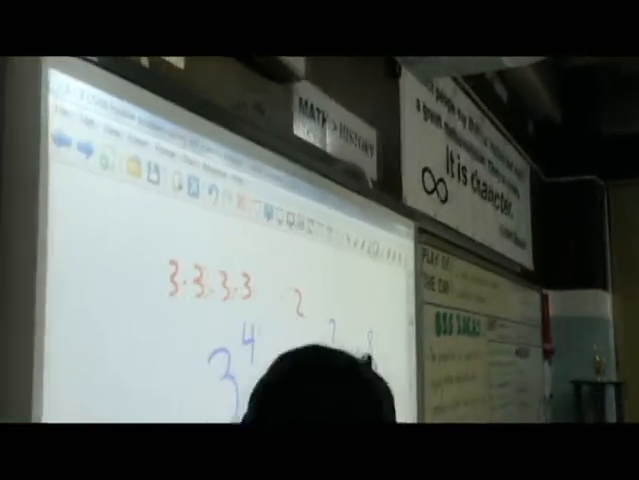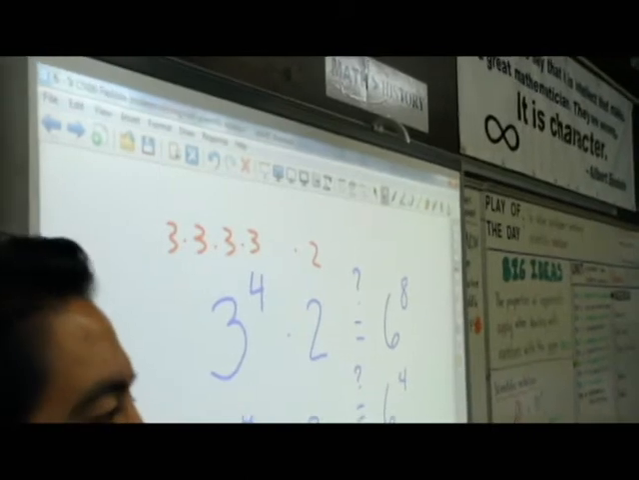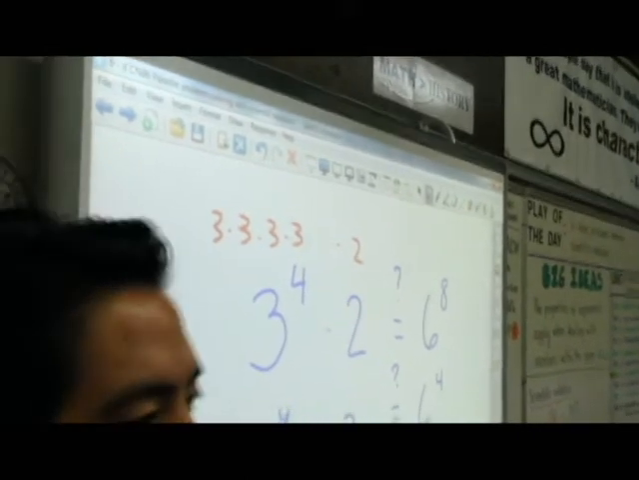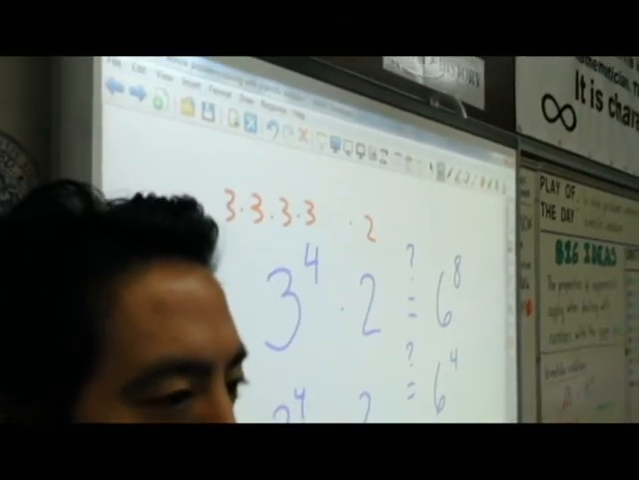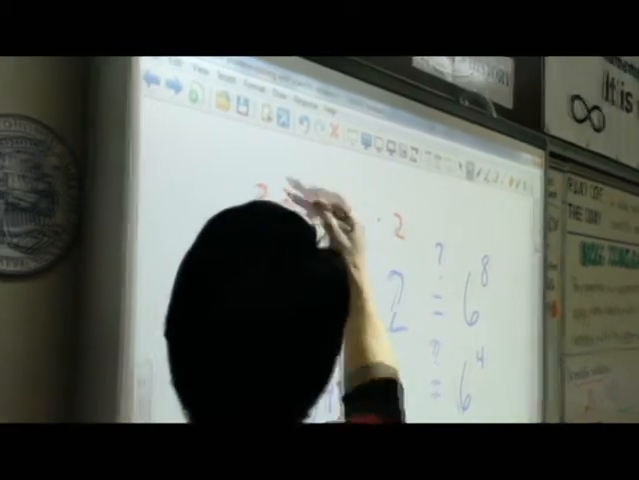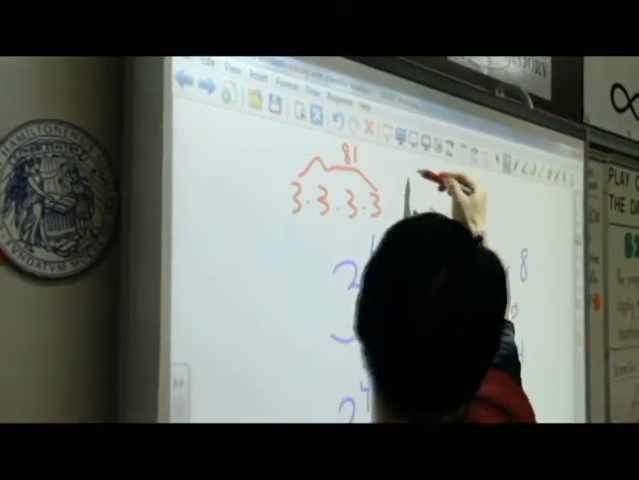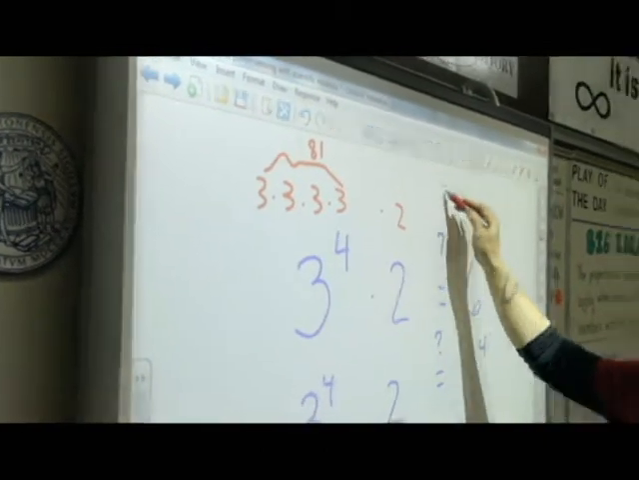Let's think about this for a second. Let's actually use our math intuition here. Let's figure out what 3 times 3 times 3 times 3 is. Well, 3 times 3 is 9. Times 3 again is 27, times 3 again is 81. This whole thing right here is 81, and this over here is 2. Well, 81 times 2 is what?